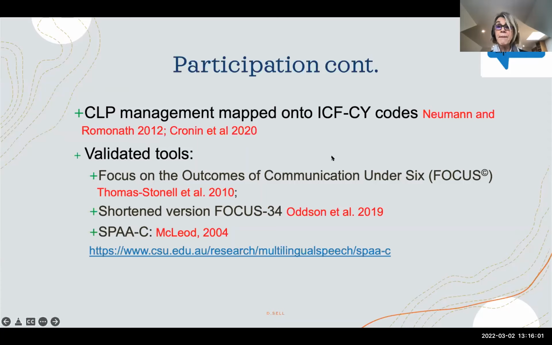There has been work by these groups on mapping cleft lip and palate management onto the ICF-CY codes. And I can only talk about English here. There are some tools to measure participation, the FOCUS, and a shortened version here. And also McLeod has questionnaires that are available to capture participation and the views of the child. So worth looking at.